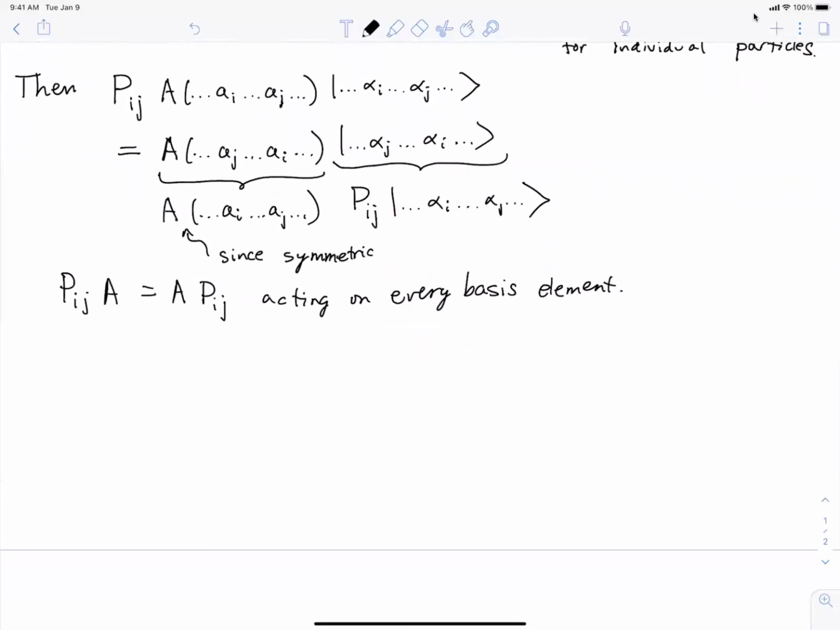Okay, so in particular, we're often particularly interested in the Hamiltonian. So the Hamiltonian, we have learned, must commute with every pair exchange operator.